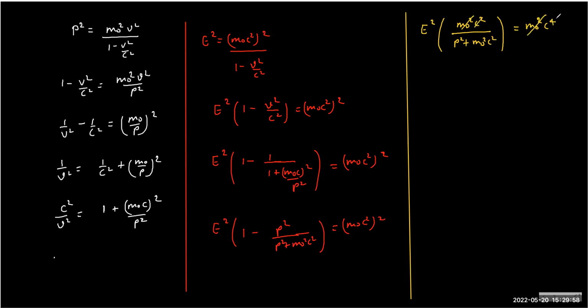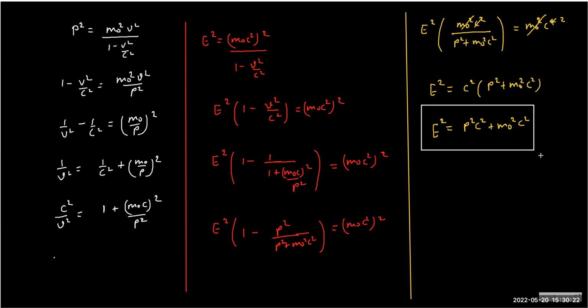This cancels out and this cancels out. So if I multiply both sides, what you get is c square into p square plus, and E square is how much? P square c square plus m naught square c to the power 4. So the energy and momentum are related with the rest mass by this formula. You can see the formula.